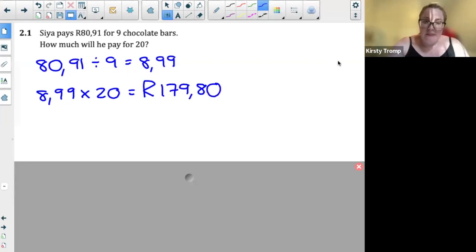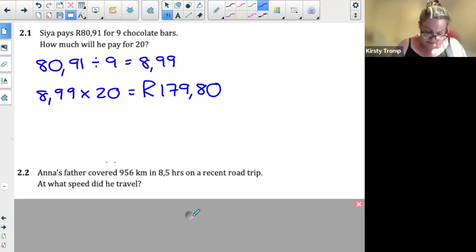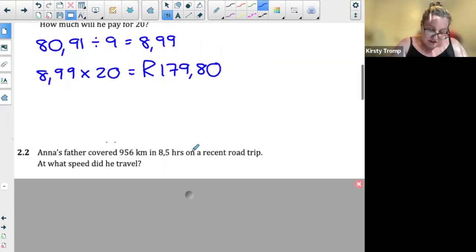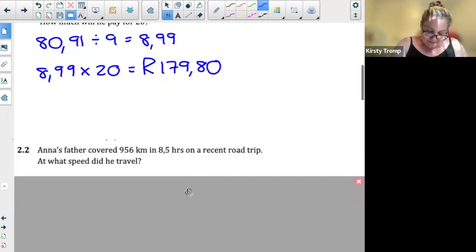No problem. All right. So like Umar said, to calculate how much 1 cost, he needed to say 80,91 and he needed to divide that by 9, guys. Why? Because he wanted to work out how much 1 cost. And then he took the 1 and he times that by 20.